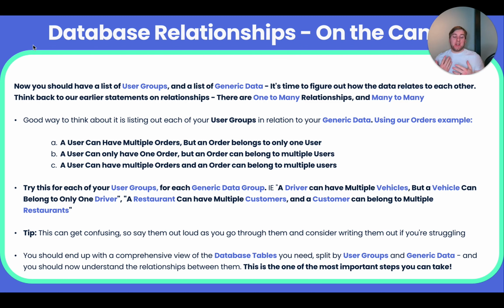So it's just a way to kind of say these out loud. Now, depending on whether you're doing it on paper, whether you're doing it in Whimsical, etc., you might want to do different things. Maybe you want to draw some coloured lines between each of your data groups and your generic data, so that you can figure out which ones belong to which. Maybe you want to actually write it out, so you might want to write out: a user can have multiple orders, but an order belongs to only one user.